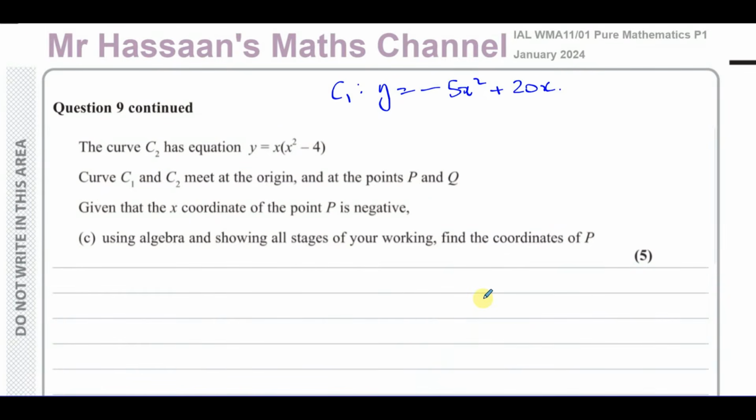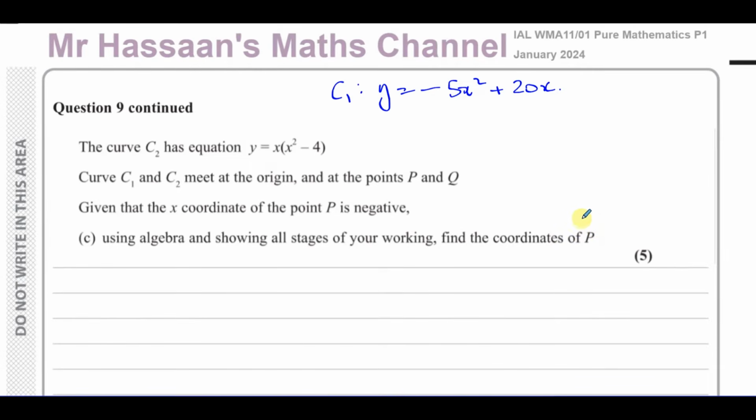Okay, now for part C. So it says the curve C2 has equation y equals x times x squared minus 4. So this is like some sort of cubic curve. The curves C1 and C2 meet at the origin and the points P and Q. Given that the x coordinate of the point P is negative, using algebra and showing all stages of your working, find the coordinates of P.